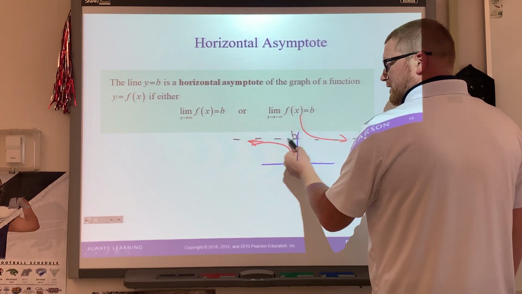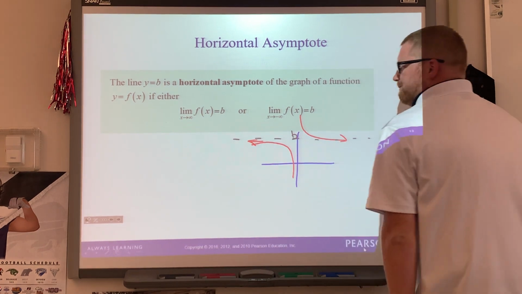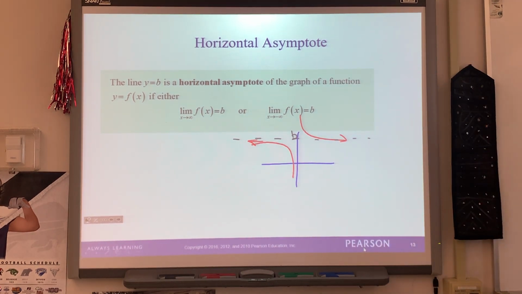It seems to be approaching the same value, okay? And so, again, we've seen horizontal asymptotes before, but this is a limit definition of a horizontal asymptote.